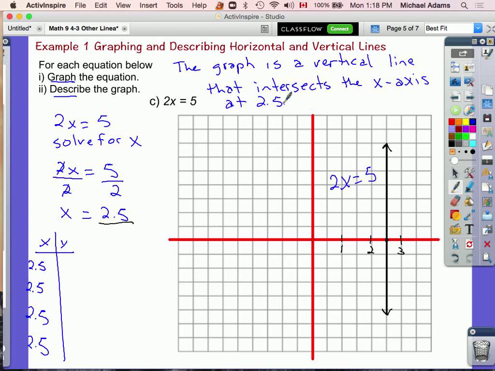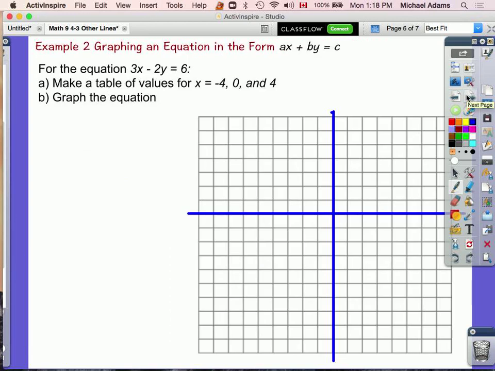So that part's done. Now, let's take a look at another situation. This one, example 2, is graphing an equation in this form here. Now, understand all we're doing is still working with algebra skills here. Let's take a look at what it says. For this equation, make a table of values where x equals -4, 0, and 4, and then graph the equation.